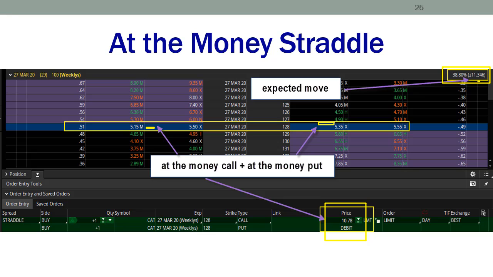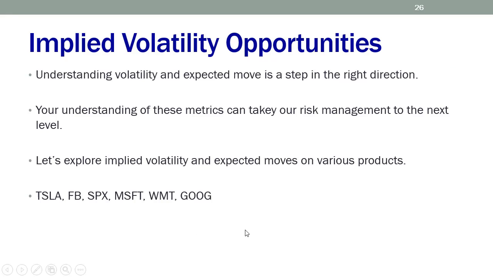Now, listen, we're going through a lot and we're going through fast because I'm going to spend a lot of time in a moment really talking about how to contextualize this, how to use it tomorrow. What you need to know tomorrow. We okay so far? All right, because this is important to me. There are a ton of implied volatility opportunities. Understanding implied volatility is a step in the right direction. Understanding of these metrics is a key takeaway for risk management, the next level.